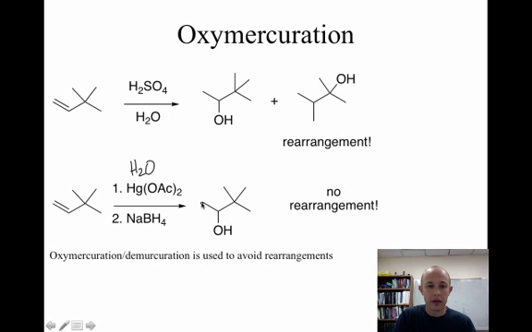and you get oxymercuration. So you get a mercury atom here. In the second step, you get demercuration, which removes that mercury atom and replaces it with a hydrogen. Notice that we've added water across a double bond, but we haven't seen any rearrangement. And the reason is because there's no carbocation intermediate. Let's look at the intermediate that is generated from this reaction.